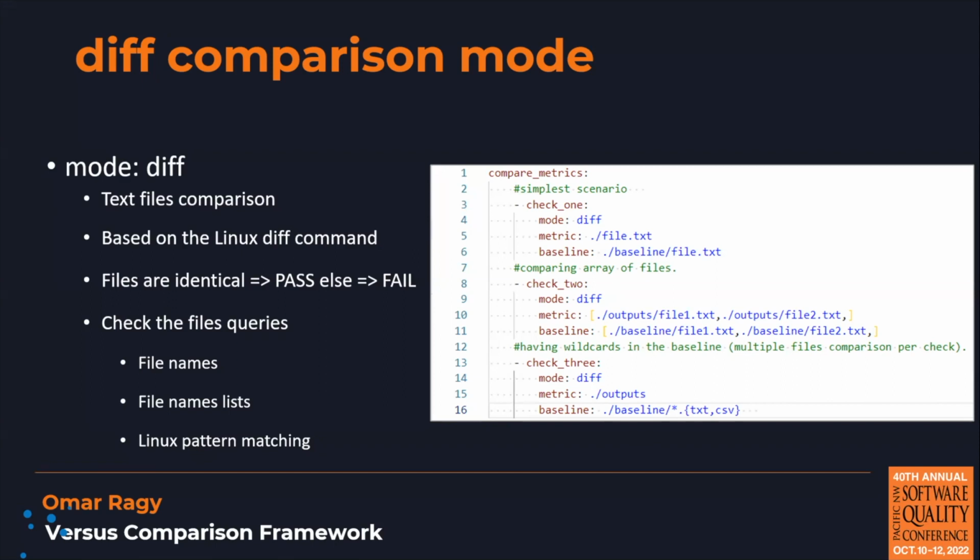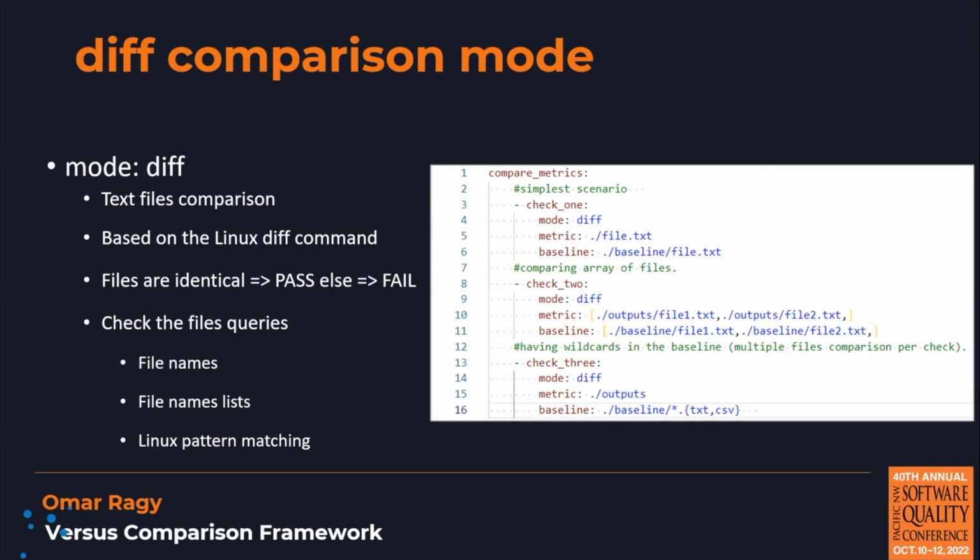Moving to another format, not for the diff files, but for the metric and baseline specification. Here you can specify an array of files. Instead of having a single file, you can specify one array, and all the comparison will be done to the corresponding file in the baseline. So each file from the metric array would be compared versus the corresponding file in the baseline array.